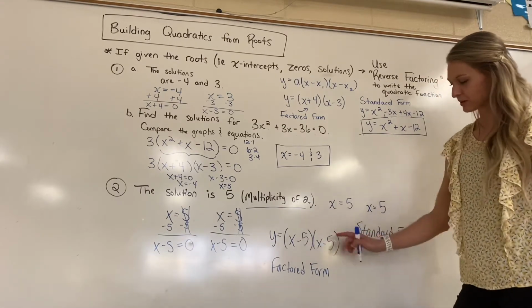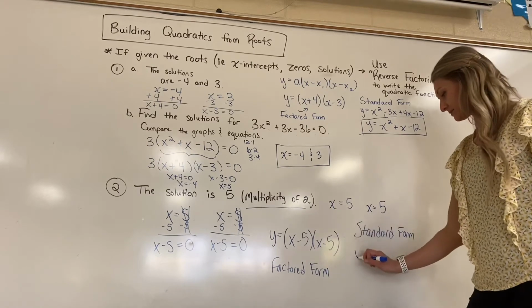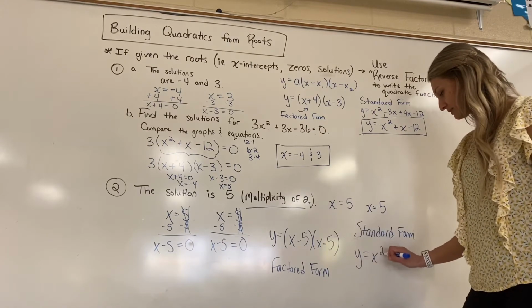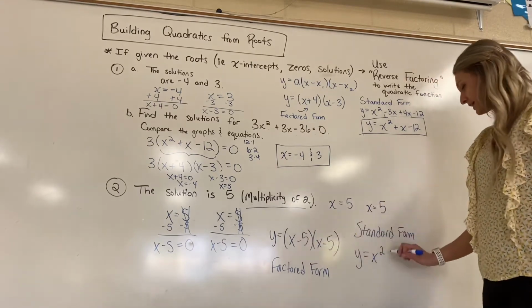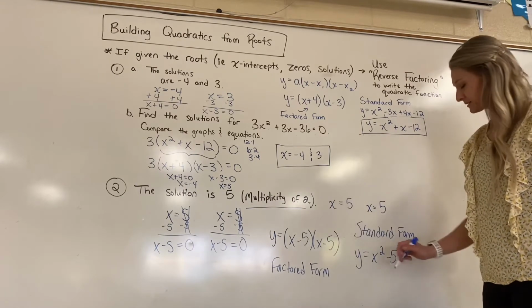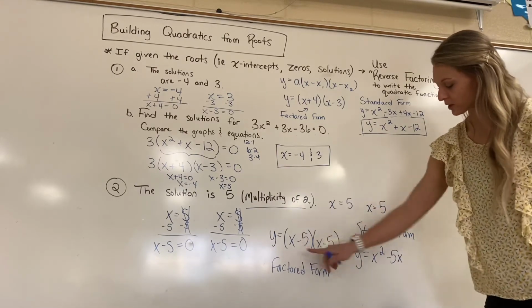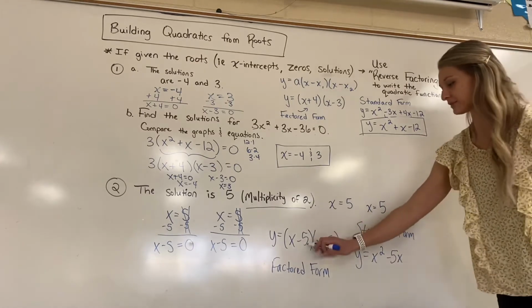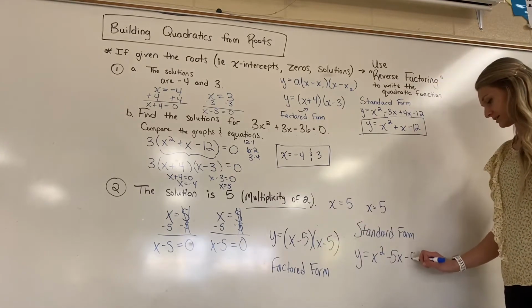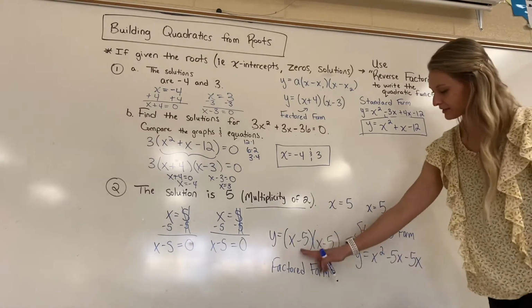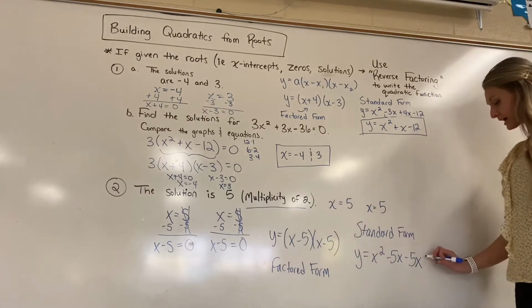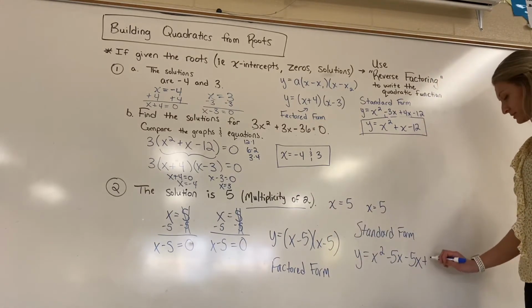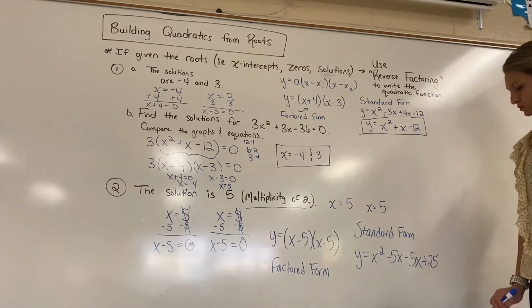We take everything and multiply it. So x times x, we got x squared. X times negative 5, negative 5x. And now we're done with the x, so now we move to the negative 5. So negative 5 times x, negative 5x. And then negative 5 times negative 5. A negative times a negative is a positive. And then 5 times 5 is 25.